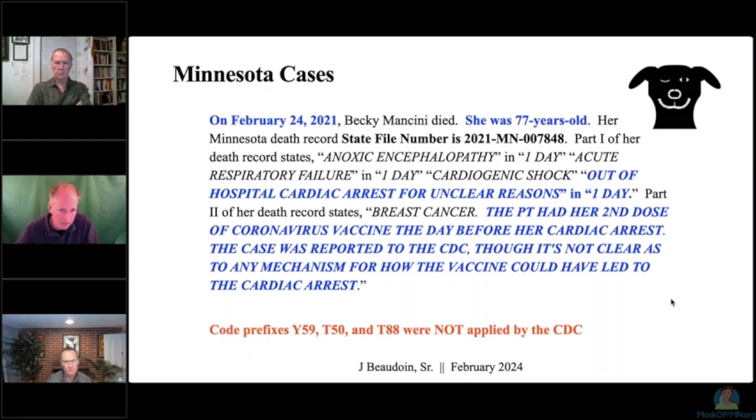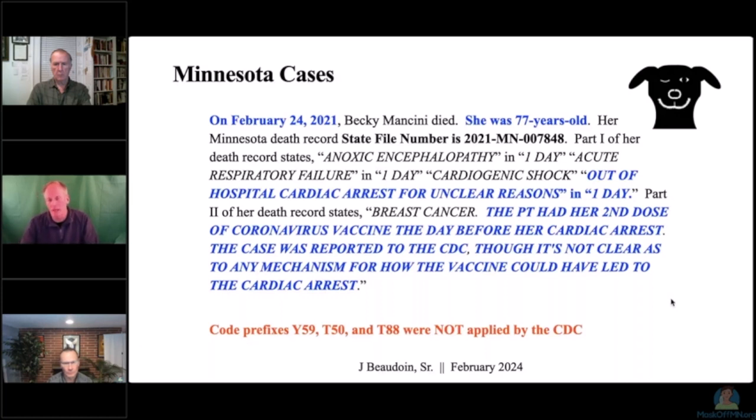February 24th, a month later, 77-year-old woman, out of hospital cardiac arrest for unclear reasons in 1 day. The patient had her second dose of coronavirus vaccine the day before her cardiac arrest. Gee, I wonder if it had anything to do with it. The case was reported to the CDC, though it is not clear, blah, blah, blah. And then code prefixes were not applied by the CDC.